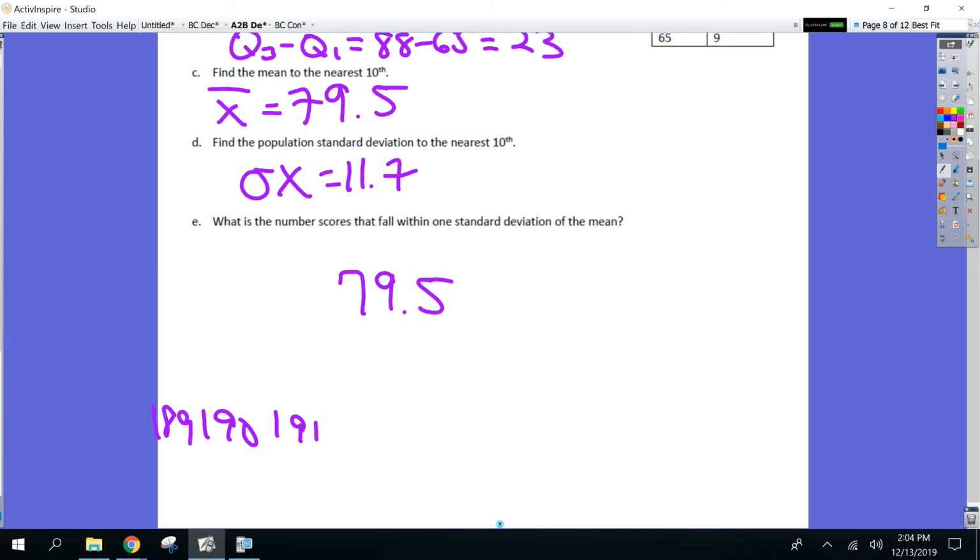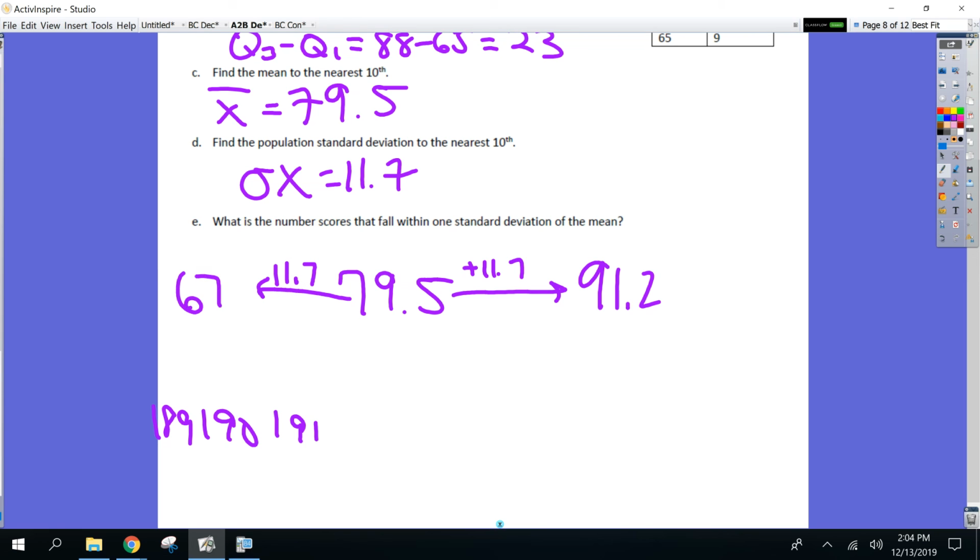So if I want to be within 1 standard deviation, what was the standard deviation? 11.7. So if I'm at the mean, I'm going to go this way, 11.7. Let me know what that new score is right now. What's that score there? 91.2. Or subtract 11.7, which was the standard deviation. And where do you end up now?